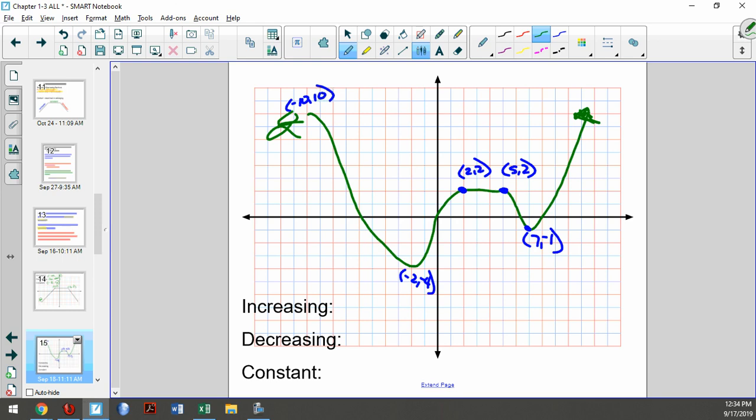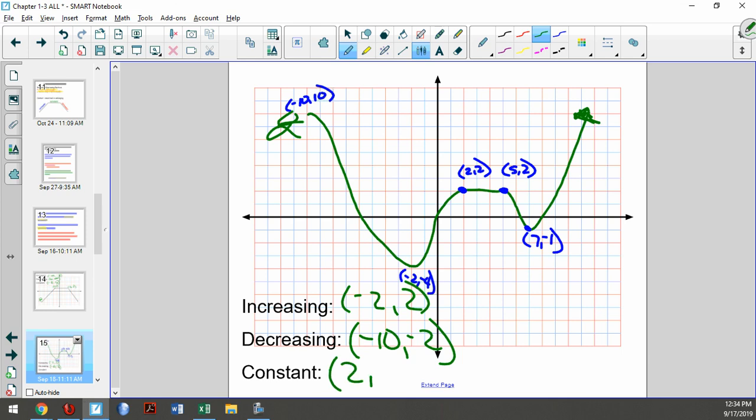Do you understand that? So at -10, am I increasing or decreasing? The y values are going down, so at -10, I'm decreasing. And at what x value do I stop decreasing on my y values? At -2. And then at -2, I change directions. What's happening whenever I change directions? I'm increasing at -2. And when do I stop increasing on my x? At 2.